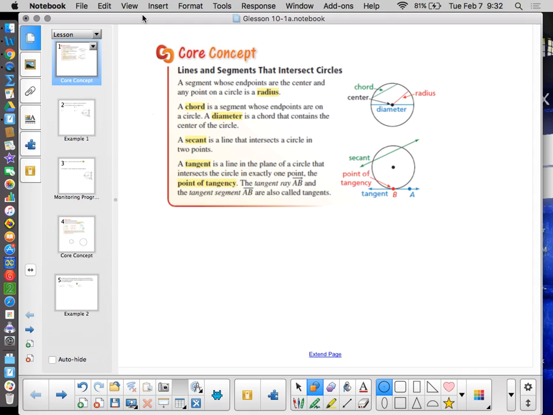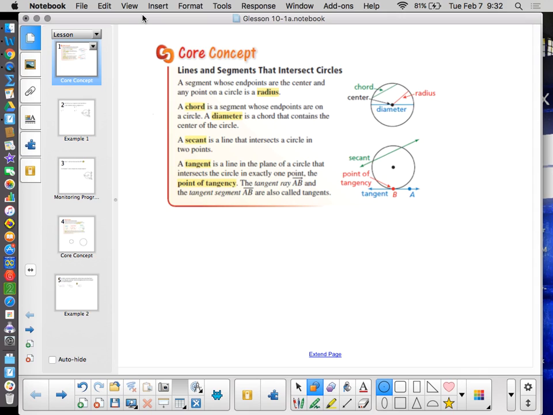First off, before we can talk about circles, we have to talk about the language of circles and the vocabulary associated with them. A radius, a diameter, a chord, a secant, a tangent, a point of tangency, these are all important concepts that you have to really make sure you know.